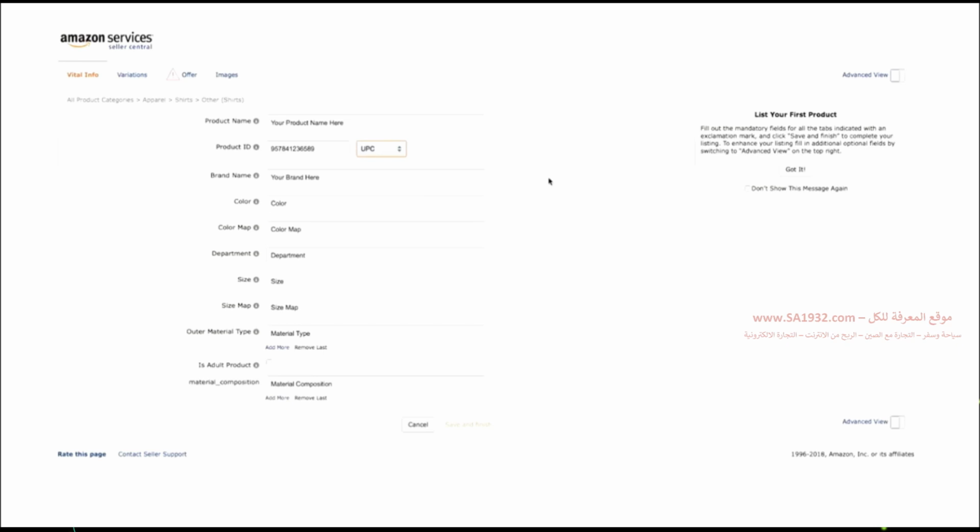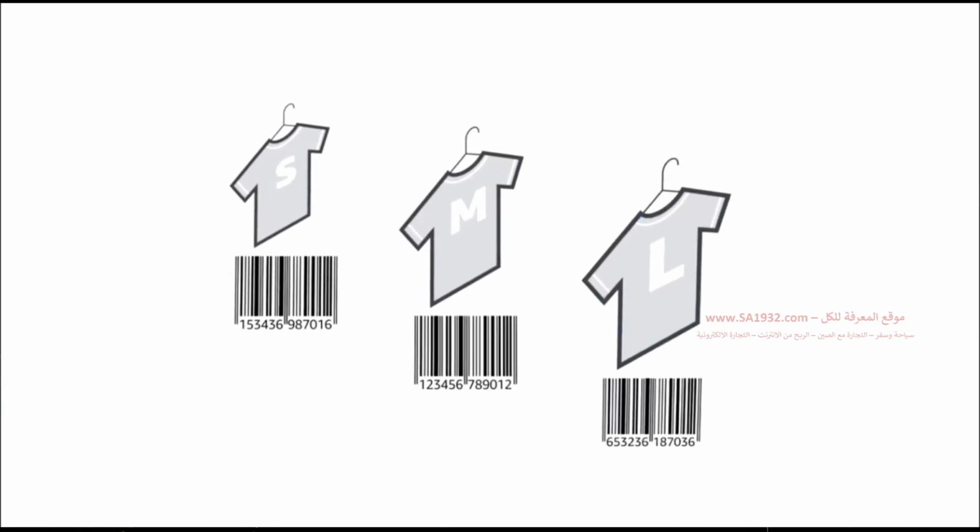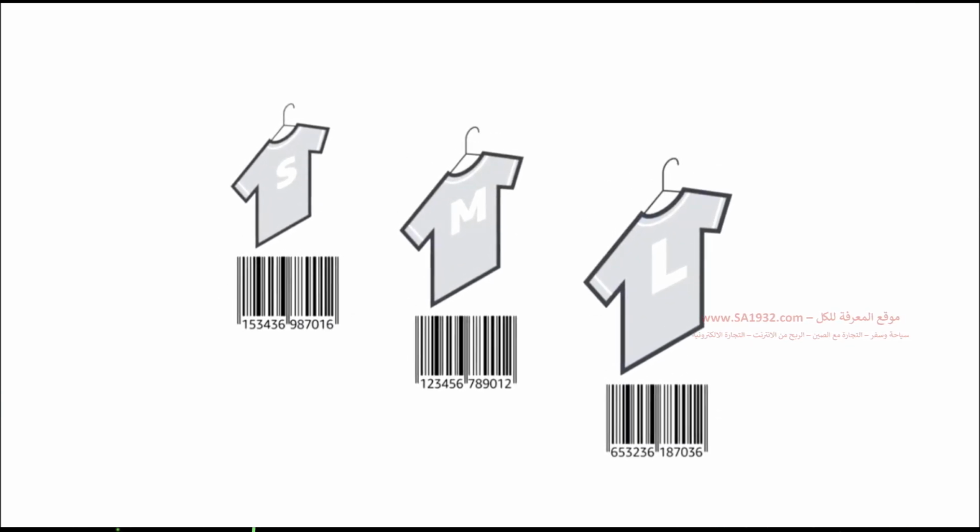These product identifiers are part of a system called GTINs, or Global Trade Item Numbers. The most common GTINs used to create Amazon catalog pages are Universal Product Codes, UPCs, International Standard Book Numbers, ISBNs, and European Article Numbers, EANs. Amazon uses these barcodes and numbers to identify the exact items you wish to sell. Each unique product that you sell must have its own barcode.